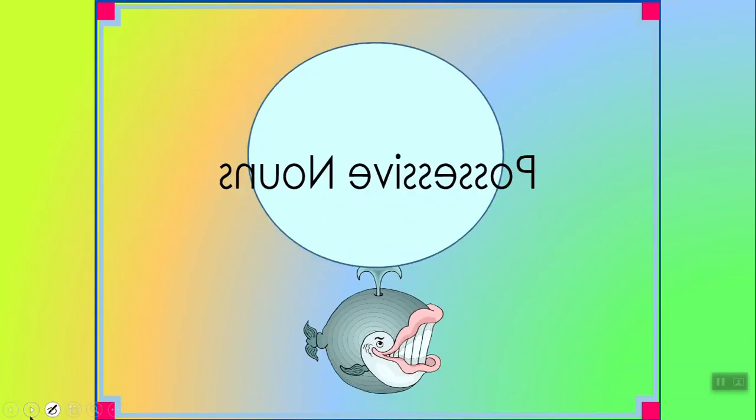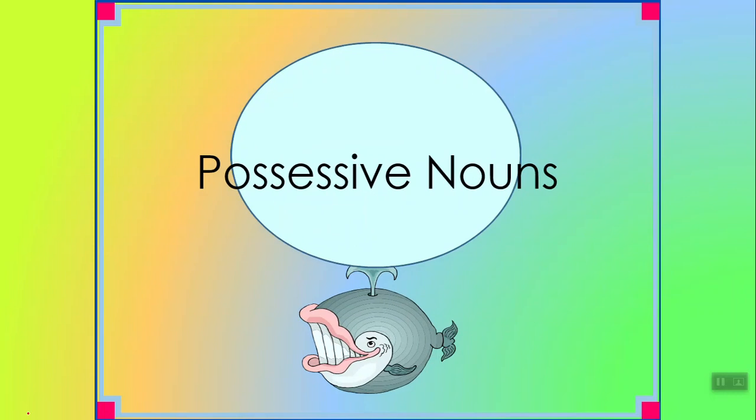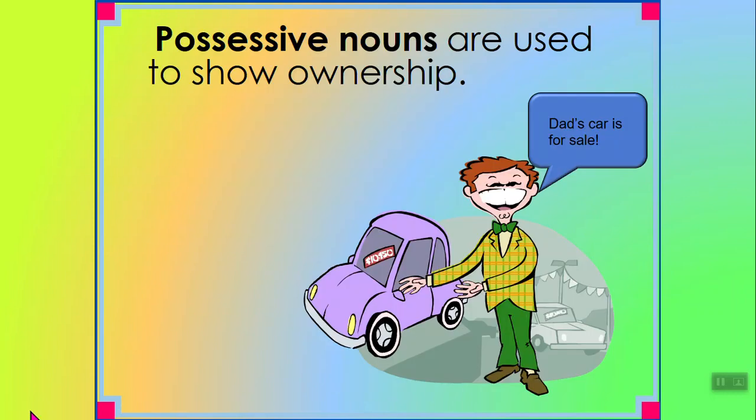So what are possessive nouns? Nouns that show possession. They are used to show ownership. For example, Dad's car is for sale. Whose car? Dad's car. So what do we do? After dad, D-A-D, we put an apostrophe and then an S. Whose car? Dad's car. Alright? So this is how we show possession.